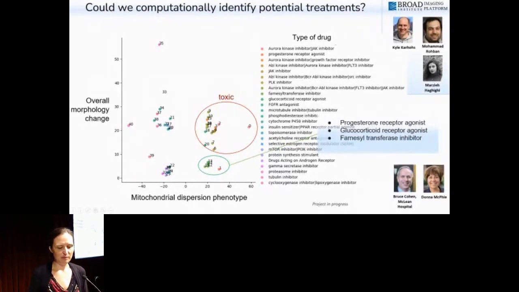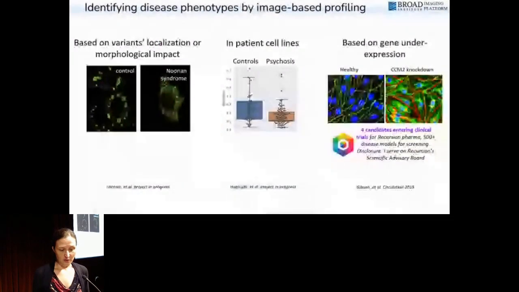And so from here, we'll be able to look at much larger compound sets as well as genetic perturbation sets to try to figure out potential targets for these disorders. So I've shown two examples of how to identify disease phenotypes using image-based profiling.